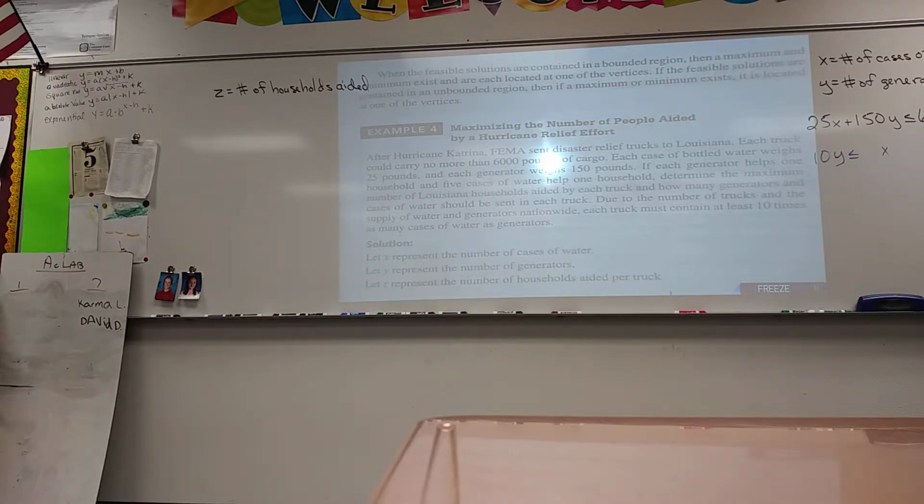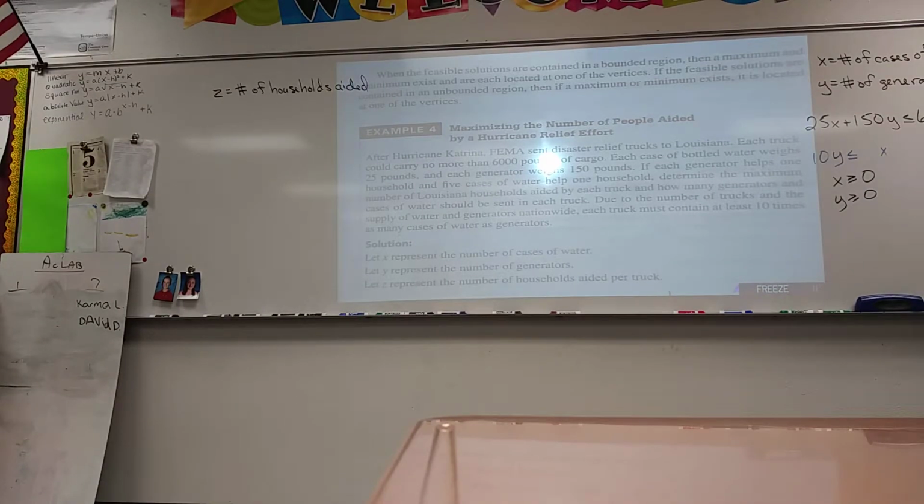Is that all the constraints that are in that paragraph? I think so too. But there will be 2 constraints that are there pretty much all the time on these types of word problems. Talk to me. X is greater than or equal to 0. Y is greater than or equal to 0. Because it makes no sense to be negative. We're going to take -3 generators.